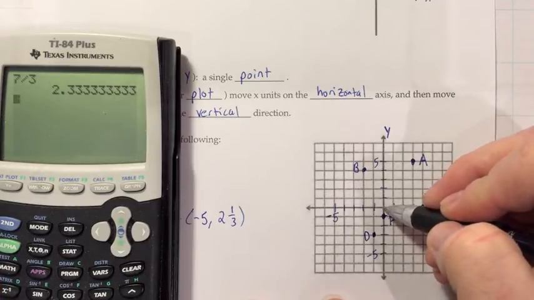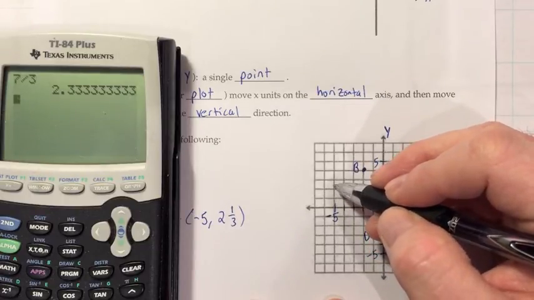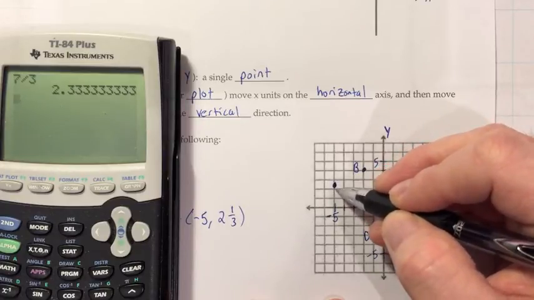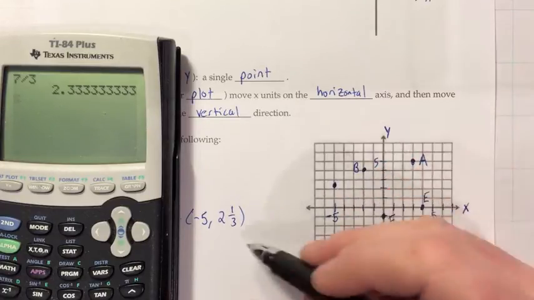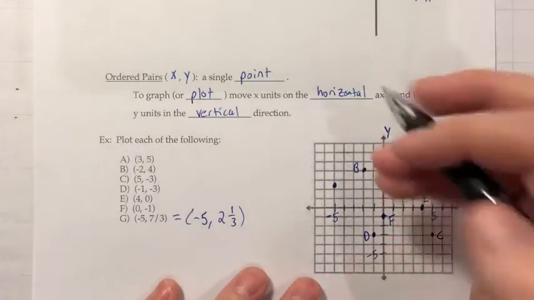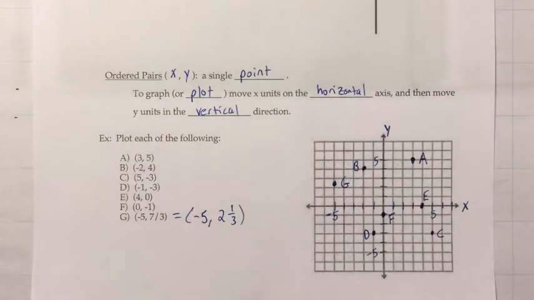So left 5 from the origin, 1, 2, 3, 4, 5, and up 2 1/3, so up 2 and about 1/3 of the way to 3. You don't have to measure that super precisely, but just think a little bit closer to 2 than to 3, and then that's good enough for plotting purposes. And then that should have been letter G, and it is, so go ahead and label that. And that's how we plot ordered pairs.